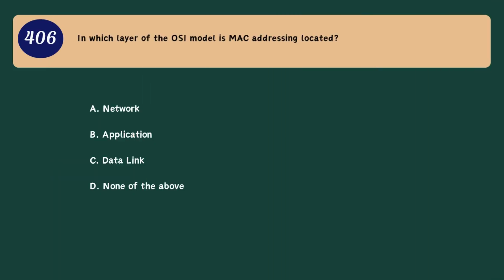Question 406. In which layer of the OSI model is MAC addressing located? A. Network. B. Application. C. Data link. D. None of the above.